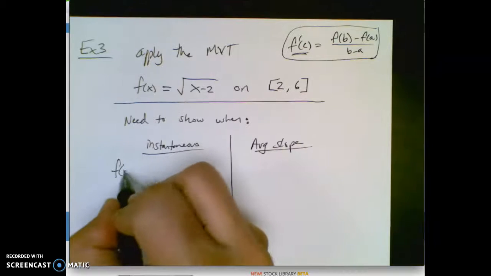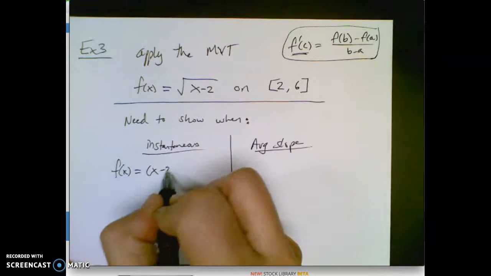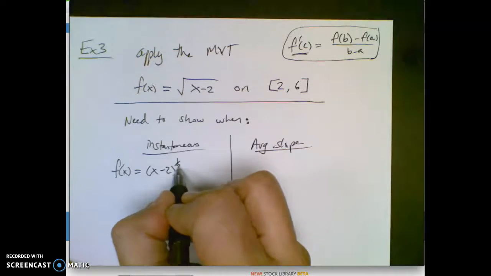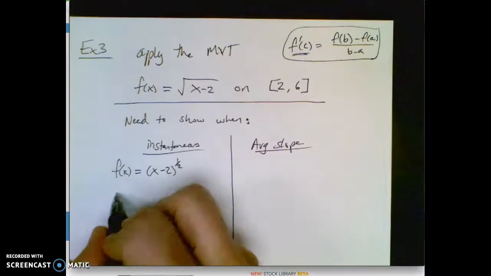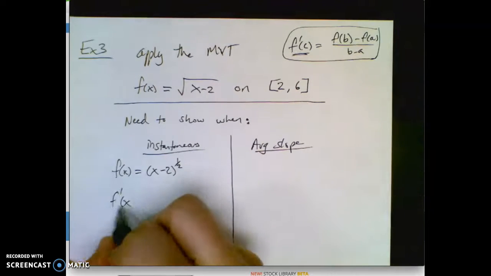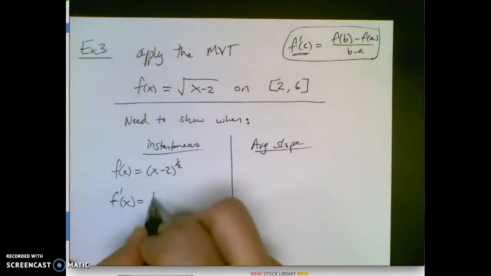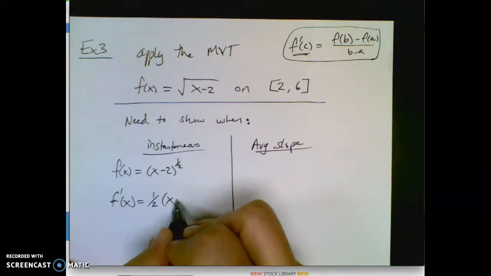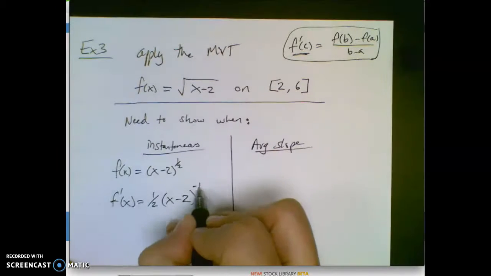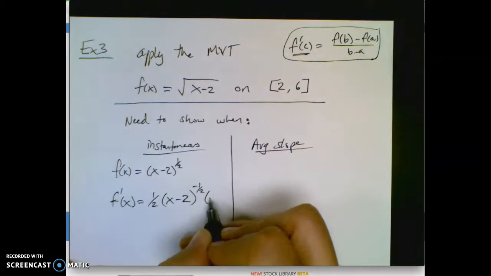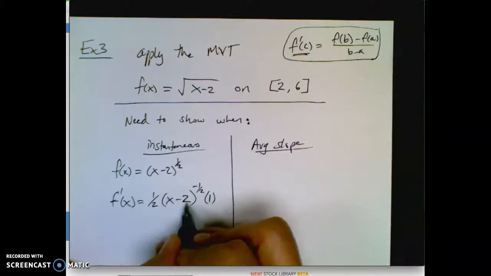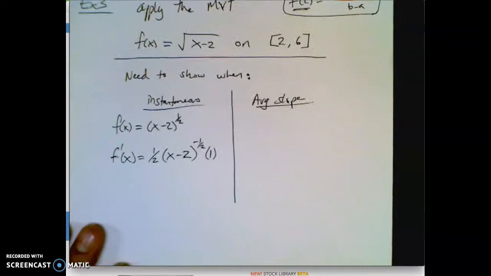So maybe it would help to rewrite the equation as x minus 2 to the 1/2. And then you just do a ninja rule, right? So now I'm doing f prime. You bring the old power in front, you subtract 1 from it, so we're at negative 1/2. And then you take times the derivative of what was inside. And the derivative of what was inside is pretty easy.